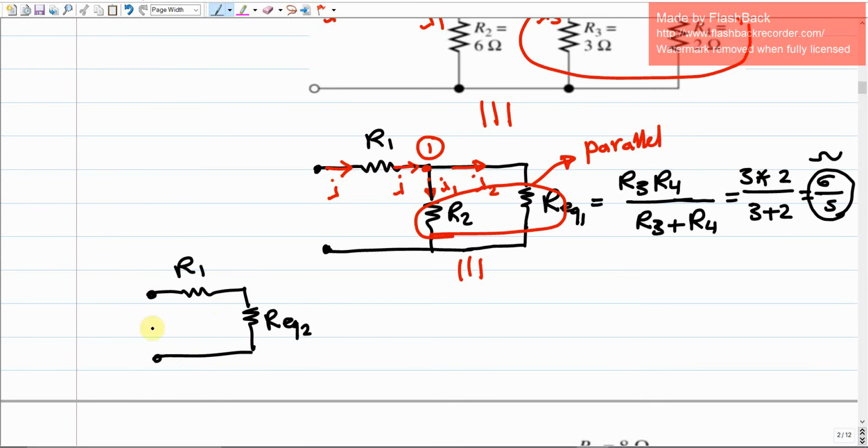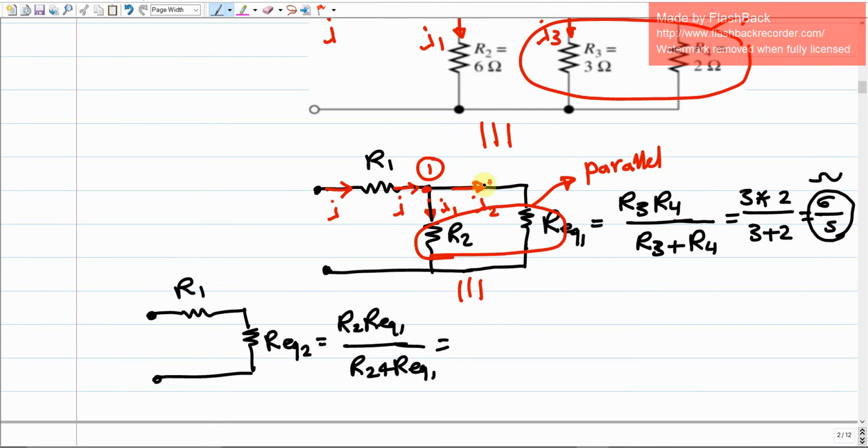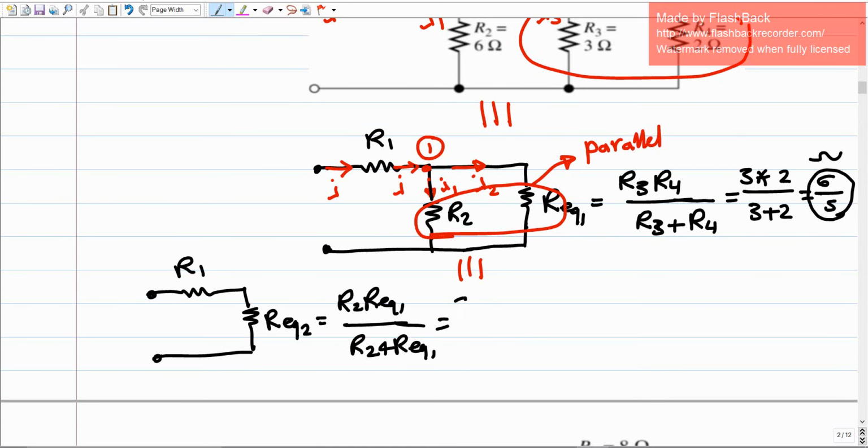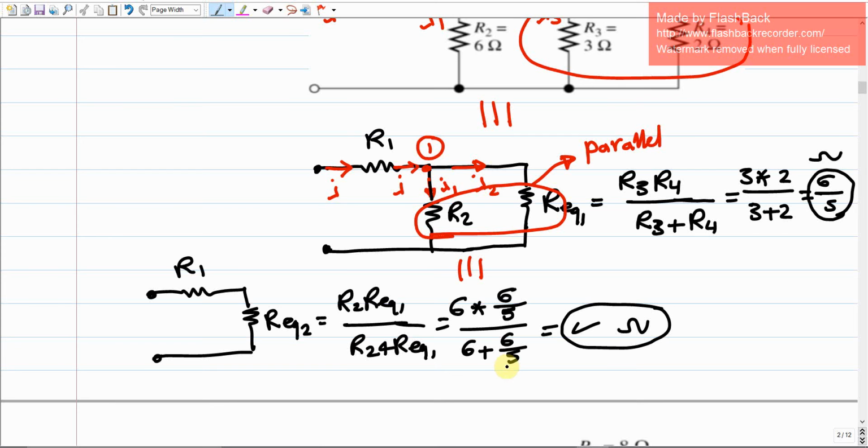The total circuit is going to be simplified into just two resistances, where R equivalent 2 should be their multiplication, which is R2 times R equivalent 1, divided by their sum, which is R2 plus R equivalent 1. R2 is already given as 6 ohms, so it should be 6 times 6 over 5, divided by 6 plus 6 over 5. Then we can do the calculation for how much this R equivalent 2 is.